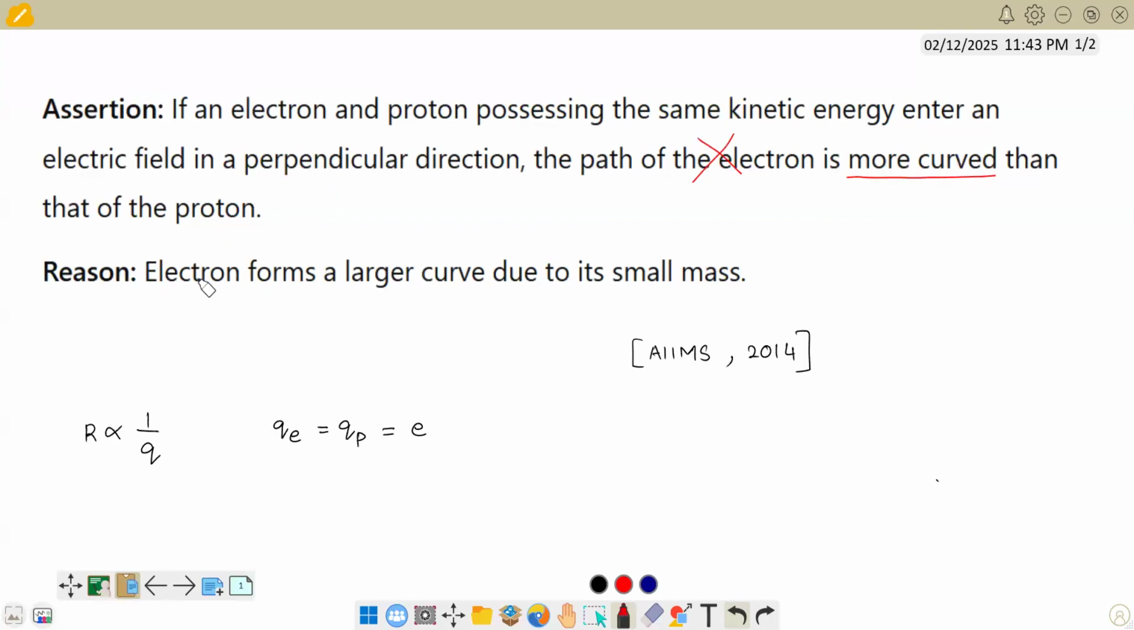So this is wrong. Next, electron forms a large curve due to its small mass. This is also wrong. Electron does not form a large curve due to its mass. Both will have the same charge, so none of them would form a larger curve. So we can say A and R are wrong for this given problem.